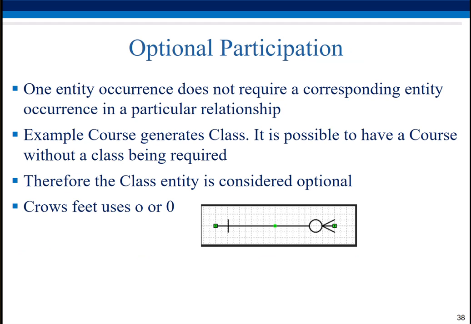A course generates a class. It's possible to have a course without a class. Therefore, the class is considered optional. With crow's feet, you can use the 0 or the little o. In here, it's done for you automatically. This is done in Visio. You can tell it's done in Visio because of these green little things that allow you to do that. You can also do the same thing in Access.